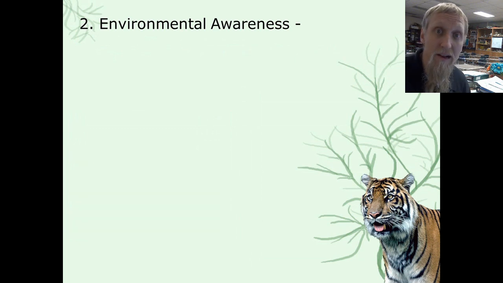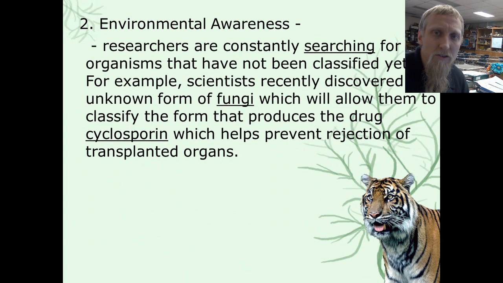And last, just a little bit of environmental awareness. Researchers are constantly looking for new organisms that haven't been classified yet. And there's a purpose to this. For example, scientists recently discovered an unknown form of fungi, which will allow them to classify the form that produces a drug called cyclosporin, which people take when they have a liver transplant or a kidney transplant. So if you can find a fungus or a bacteria or a protist, and it has something helpful in it, you might try to look for other ones that are similar in that family of classification, which might have other helpful drugs. So classification has a real practical value.